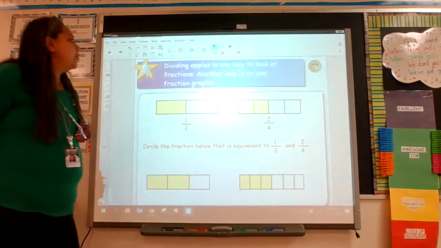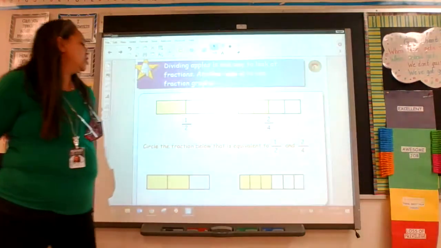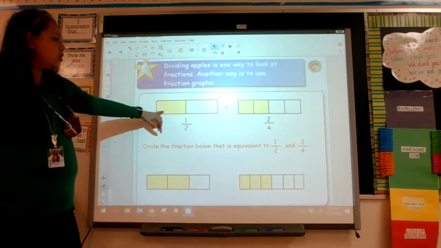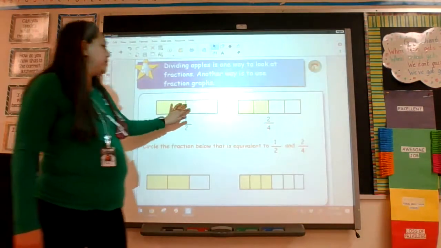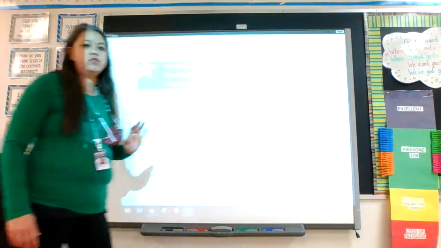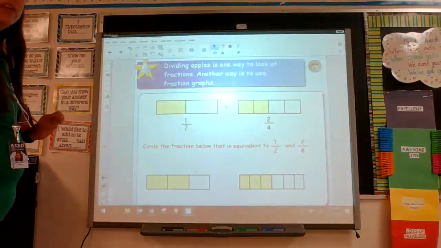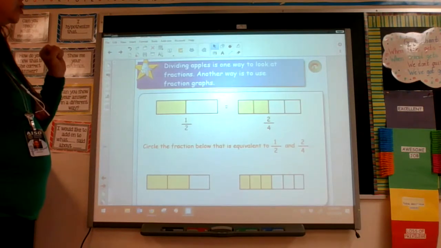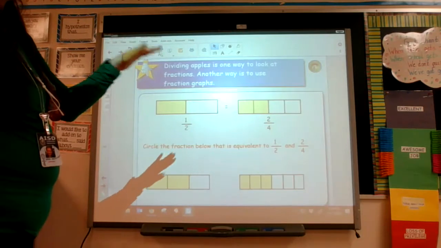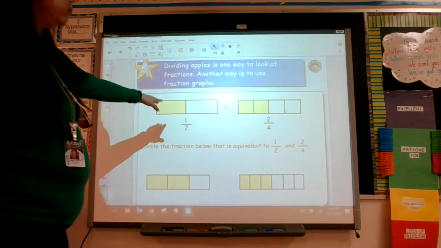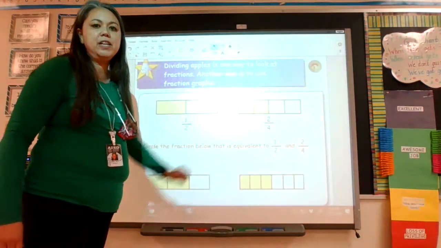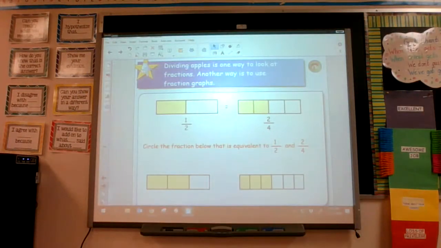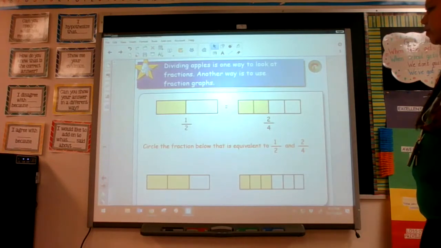Dividing apples is one way to look at a fraction. Another way is to use fraction graphs. So here they're showing you that this piece is equal to this piece. I'm going to move back away so we can see that. It's showing you that if I shade in 2 out of the 4, they just divided this one into 2 parts and they divided the same piece into 4 parts. Which then gave us 1/2 is equal to 2/4.